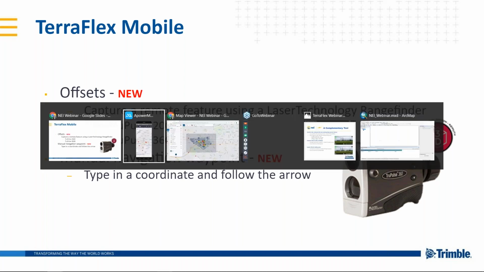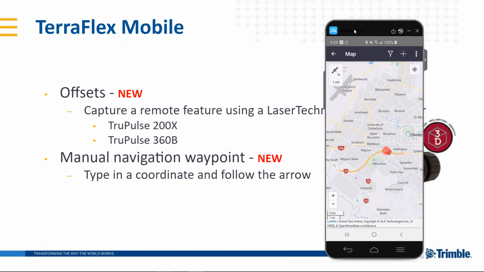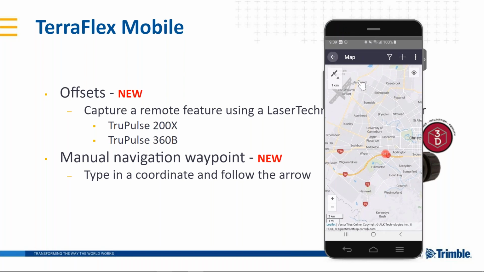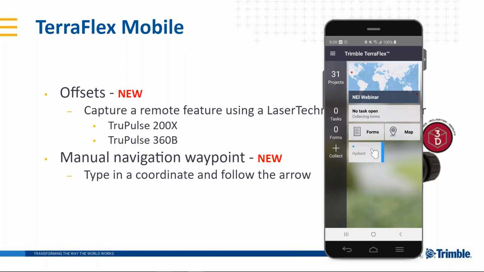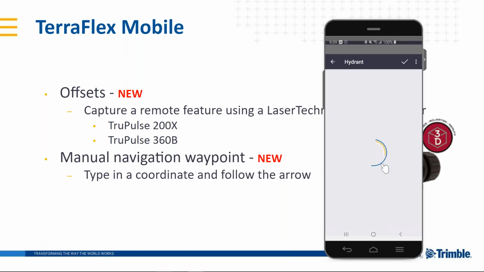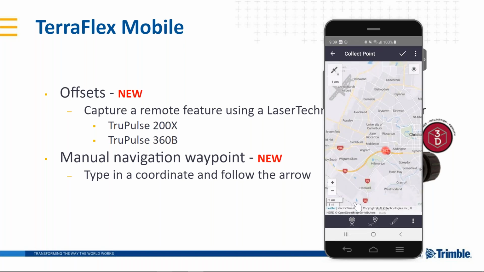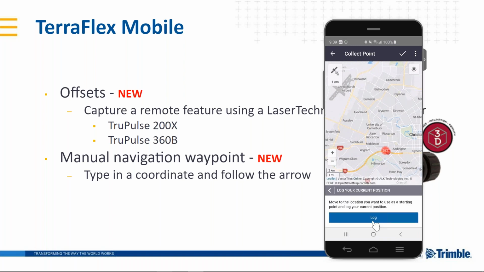So I'll flip back over to the field application, and I'll walk you through the offset process here. So in this case, I have a feature called hydrant. And if I tap on the hydrant to collect the feature, I can enter all my attribution just like I normally do. But if I enter into the geometry collection screen, there's a new icon down at the bottom. And if you tap the new icon, it'll walk you through the process of doing an offset.